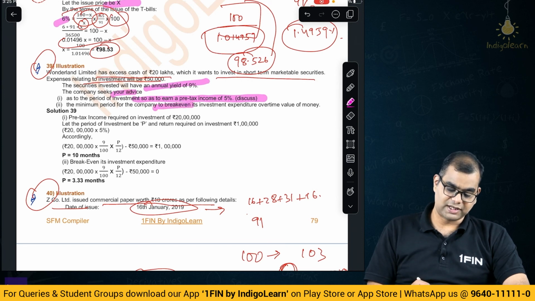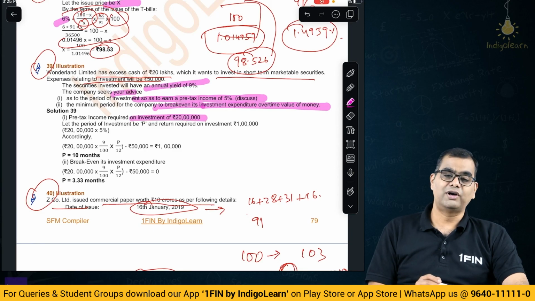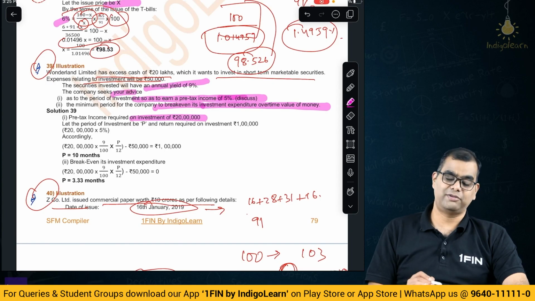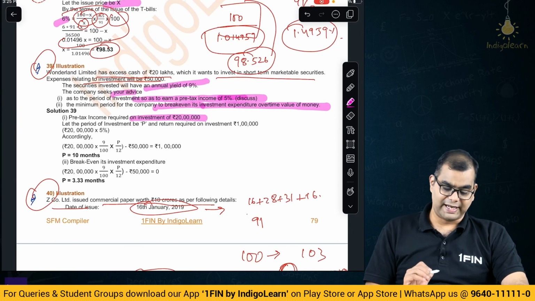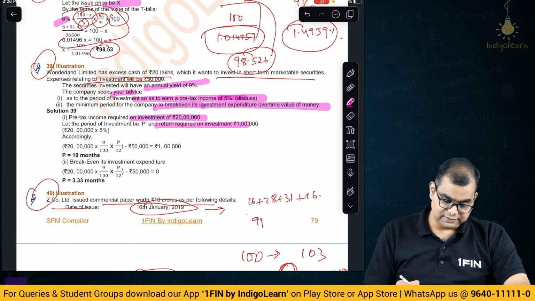The minimum period for which the company should invest to break even its investment expenditure over time value of money. What is over time value of money? Anyway, let us see. What is the pre-tax income required? Pre-tax income required, as the securities will have a 9% yield, but they need to earn a pre-tax income of 5%. So, if you are going to invest 20 lakhs and the return on the investment needs to be 5%.